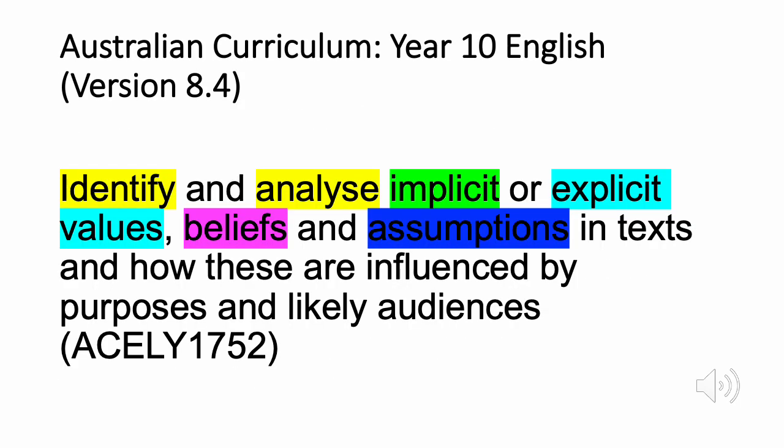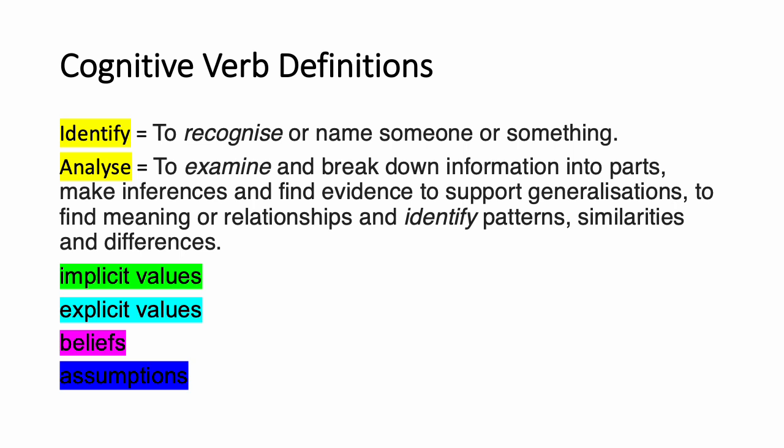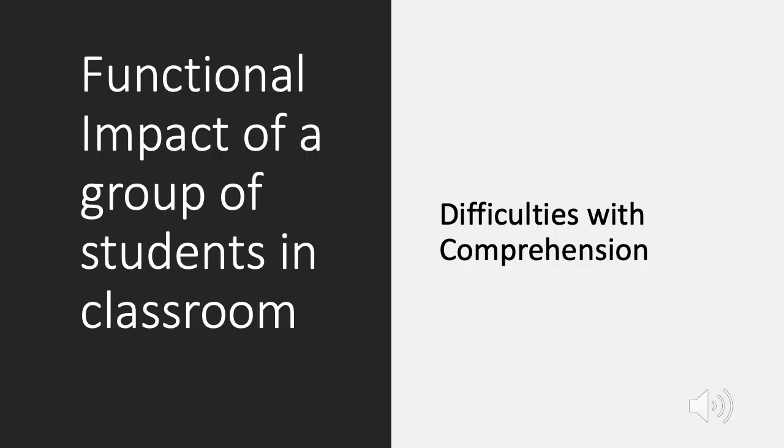The first step is to deconstruct the content descriptors that we will be teaching. We do this by identifying the cognitive verbs that need to be defined and any relevant terminology. The next step is to identify the functional impacts for the students in our classroom.